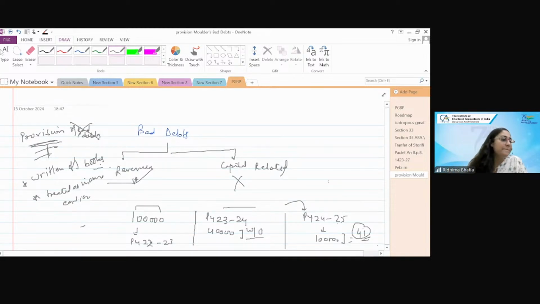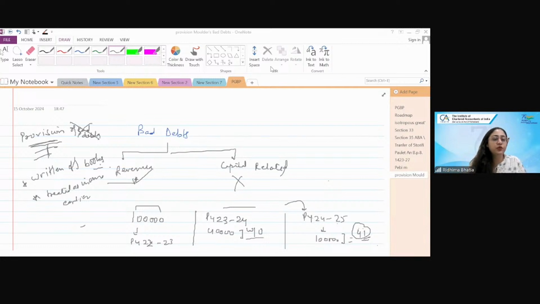Okay. So, the bad debt recovery part, clear? Now, in ICDS there is one aspect here, but we have not touched ICDS. When I touch ICDS, probably in the next class or next to next class, I'll take that up also.